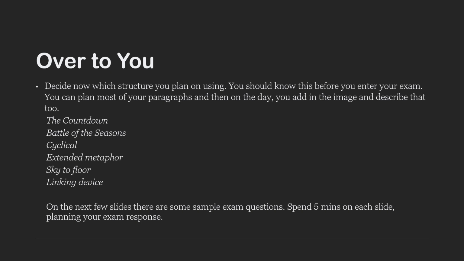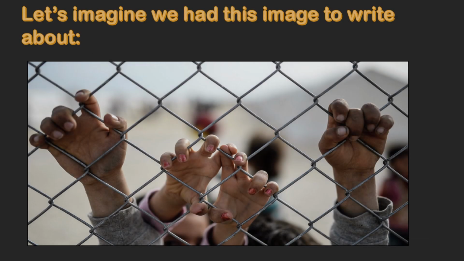I want you to spend 5 minutes on each slide, planning your exam response, thinking what 5 paragraphs would I do if this image came up in relation to which structural feature you've chosen. So I shall say that again. Pick which structural feature you like from that list that you think would be accessible for you to do. And then look at the images on the next few slides and think, okay, how would I apply this structural feature to this image? Have a look at this image, pause the video now, think about which structural feature you've chosen and jot me down a 5-minute plan, 5 paragraphs.